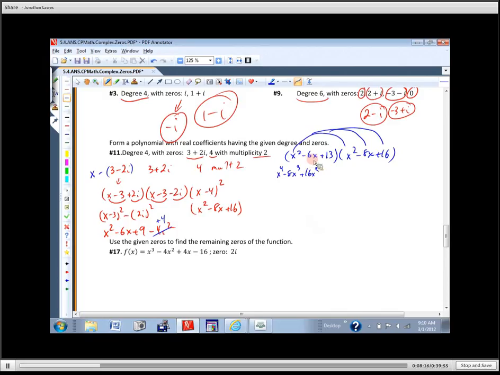Okay, then I'll change colors here. I'm going to do the negative 6x times each one of these. If I do that, I get minus 6x cubed. I get plus 48x squared. And then, negative times a positive is a negative, and I have 6 times 16. That's going to be 96x. And then the last one, I'm going to do 13 times each one of these.